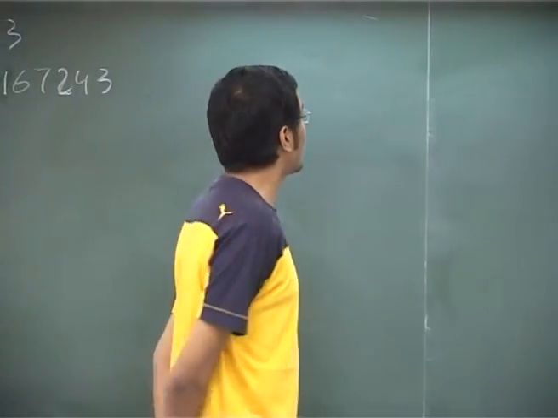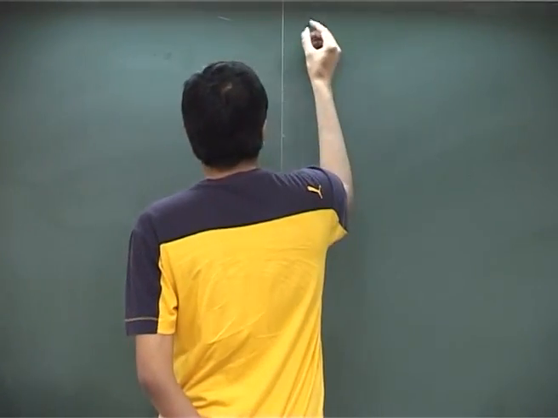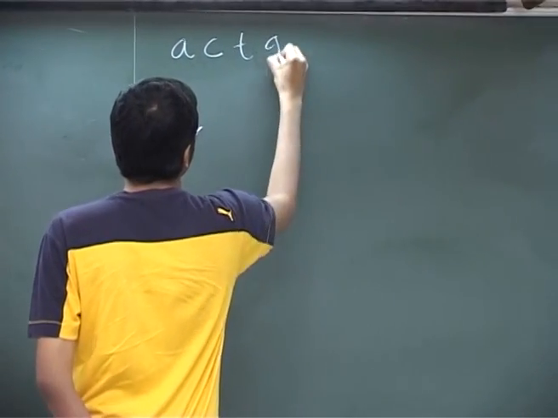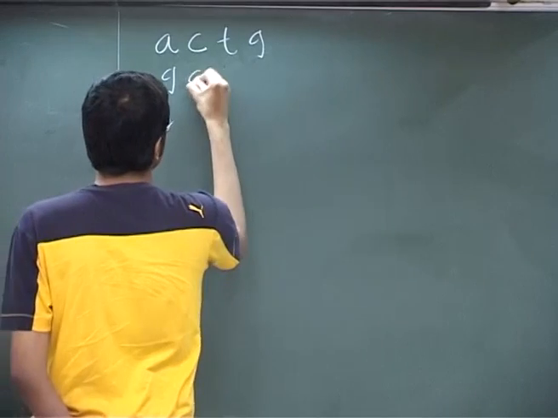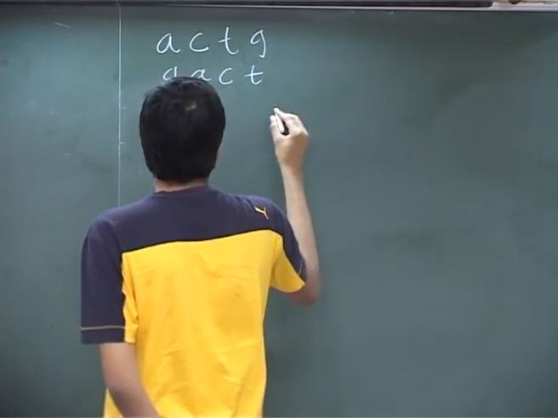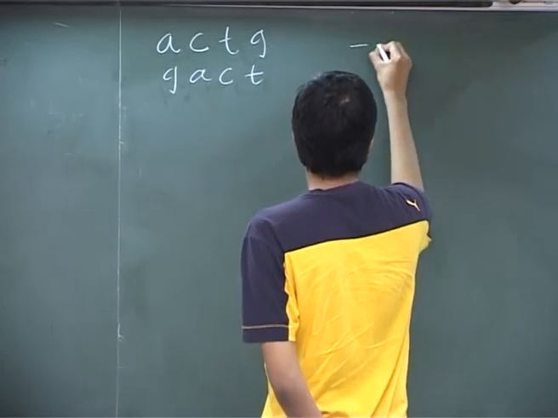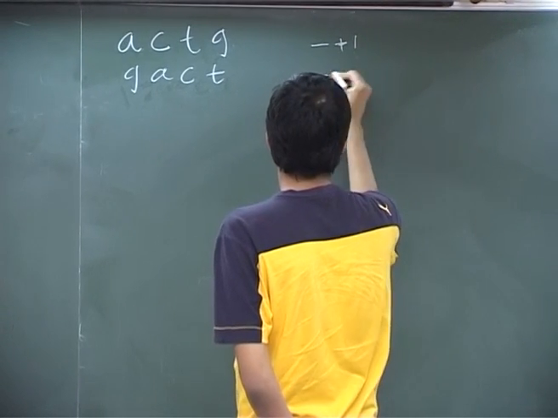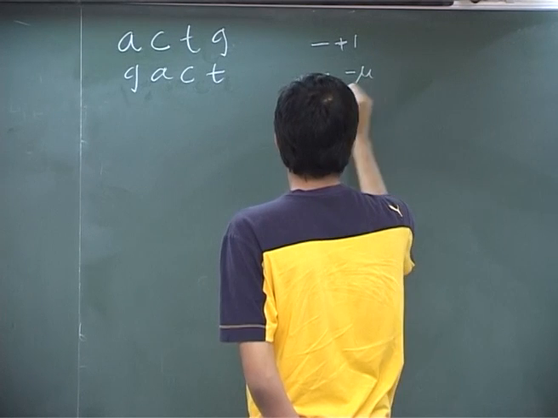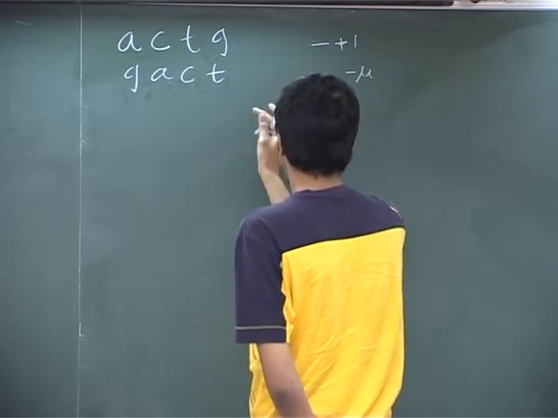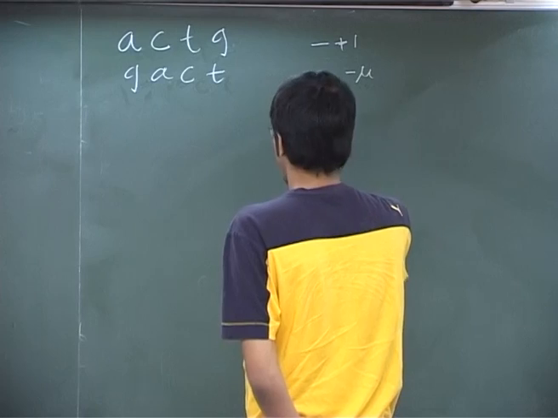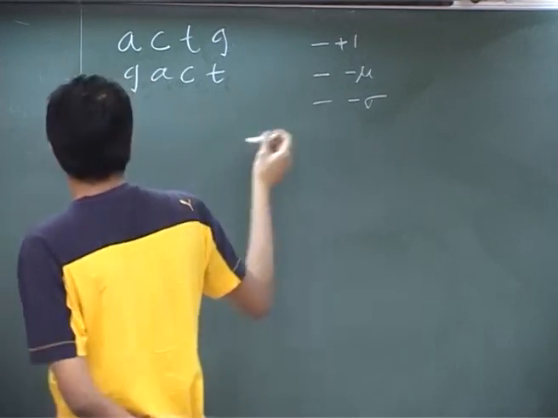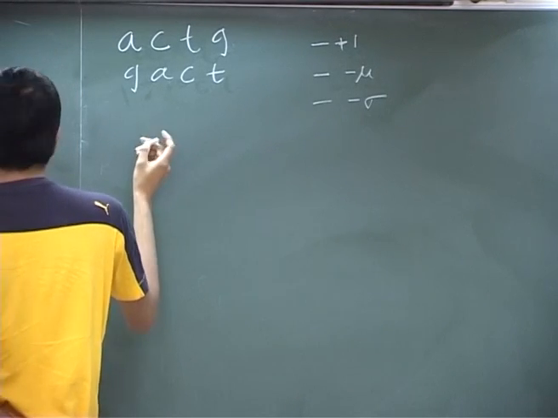So I define a scoring pattern for the sequence alignment problem. Say these are the two sequences A, C, T, G and G, A, C, T. In the case of a match the score will be +1. In the case of a mismatch the penalty will be mu, and I can introduce gaps, and for a gap the penalty will be minus sigma.